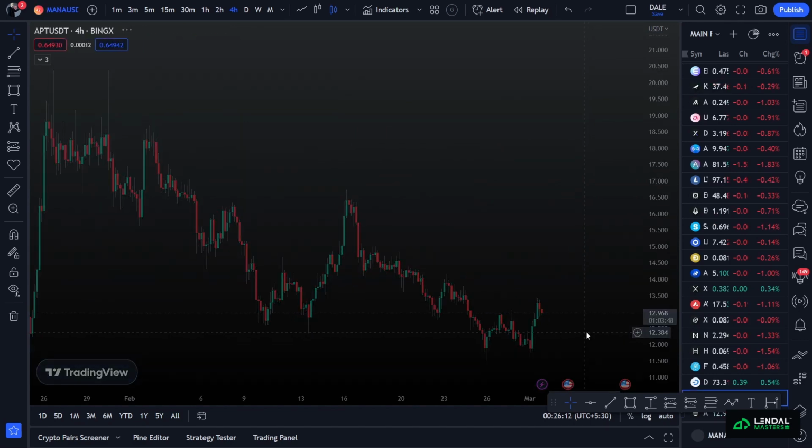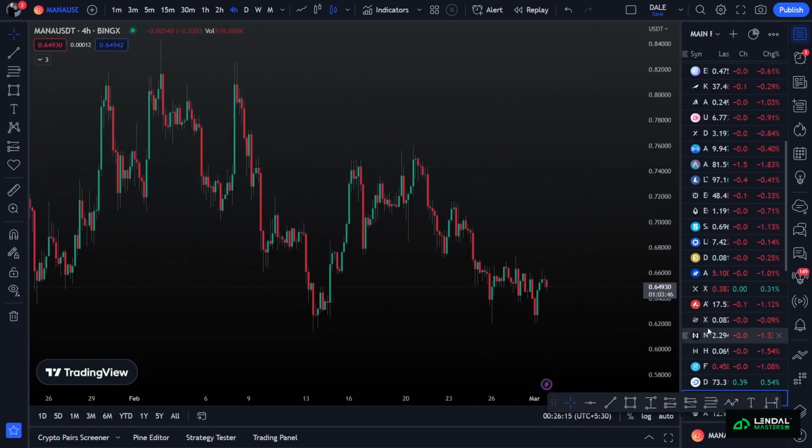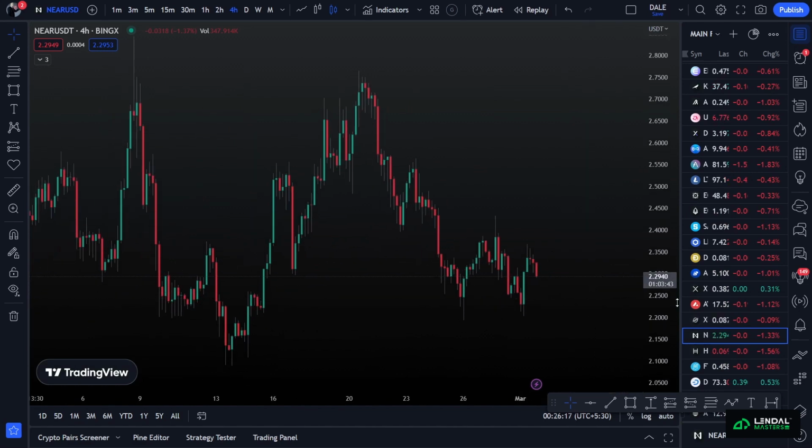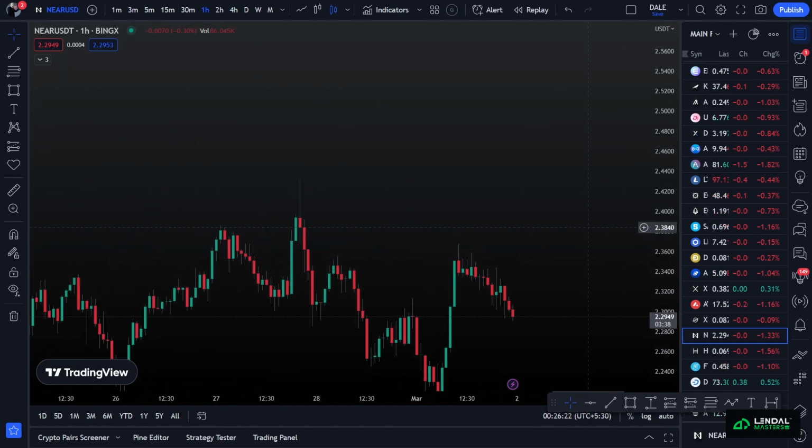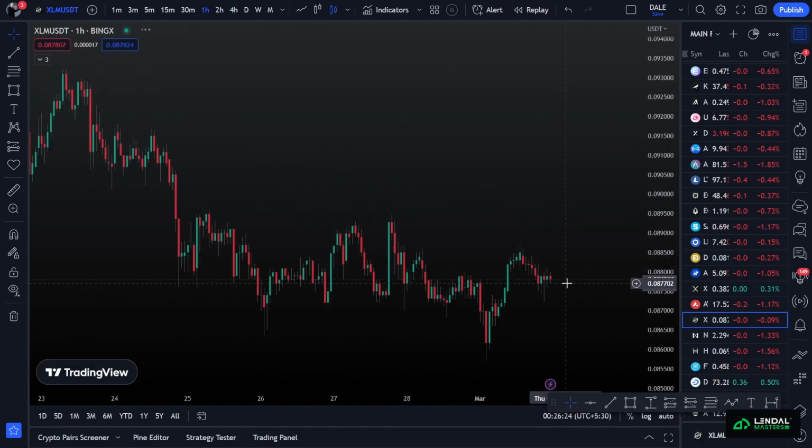Okay, so on the 4 hour, pretty much all the coins are in a consolidation zone, so we are likely not to enter on the 4 hour. Maybe on the 1 hour we could check for some coins.